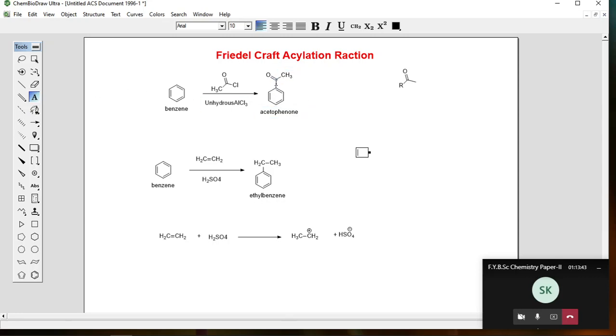This is your ketone functional group, R C double bond O CH3, and HCl and AlCl3 as byproducts. So this is your Friedel-Crafts acylation reaction. When benzene reacts with acetyl chloride in the presence of anhydrous aluminum trichloride, you will get acetophenone as a product.